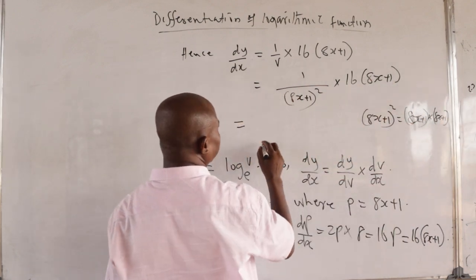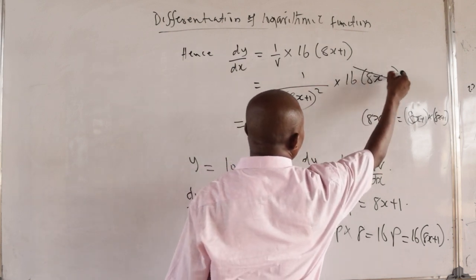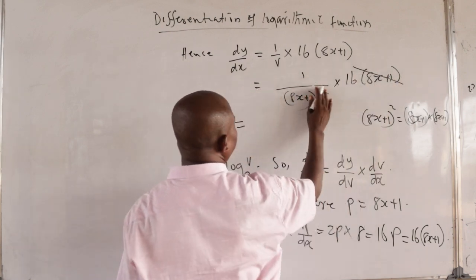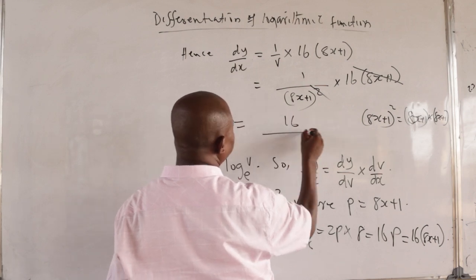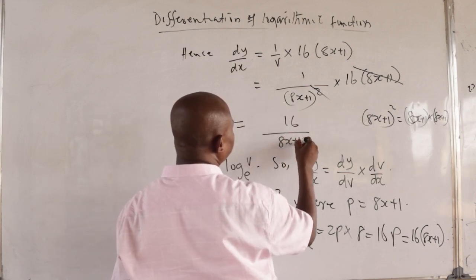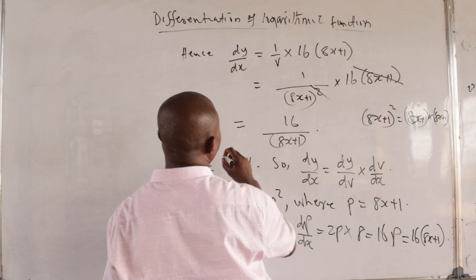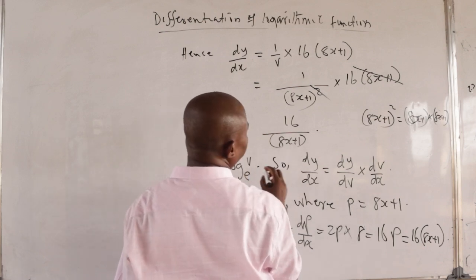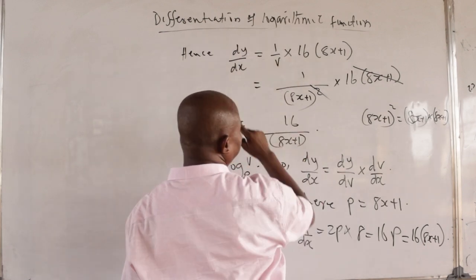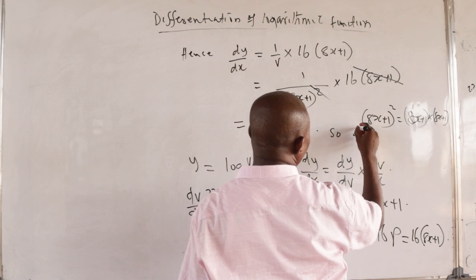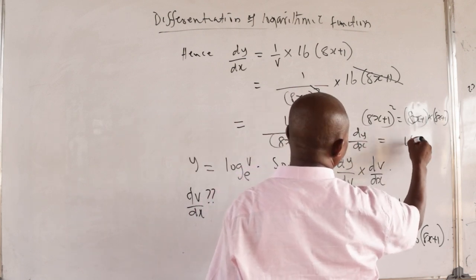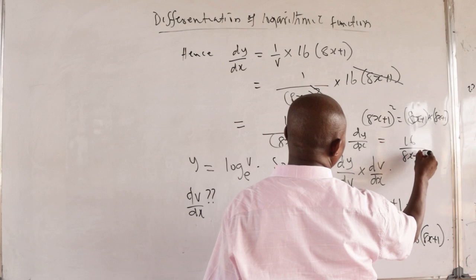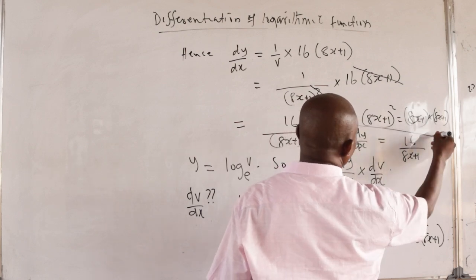So at the end of the day, we are left with 16 divided by 8x plus 1. That is the result of differentiating y with respect to x. dy by dx is exactly 16 over 8x plus 1. That is the result.